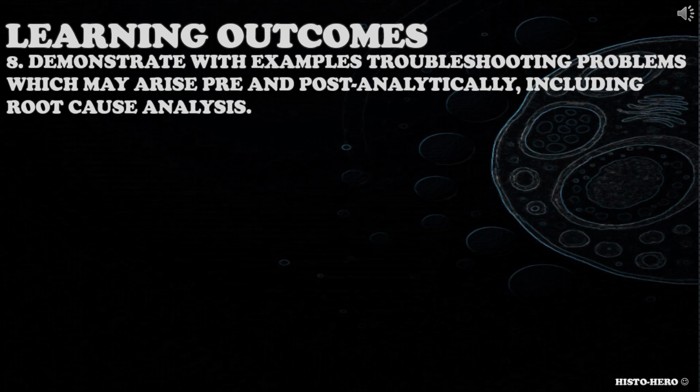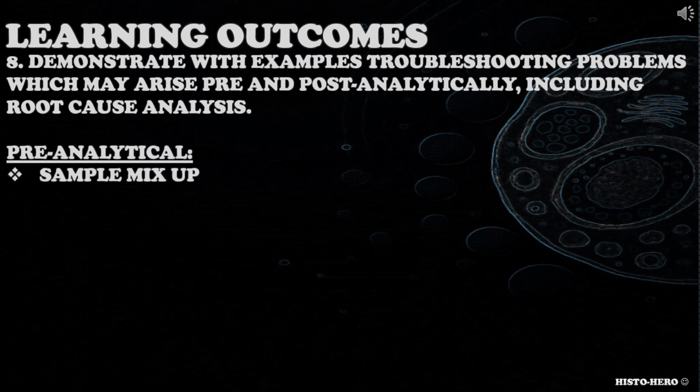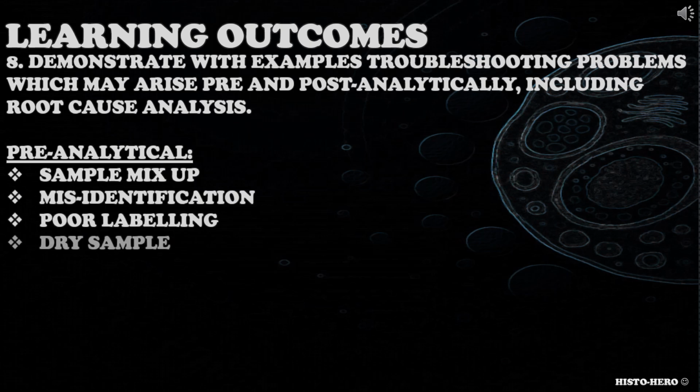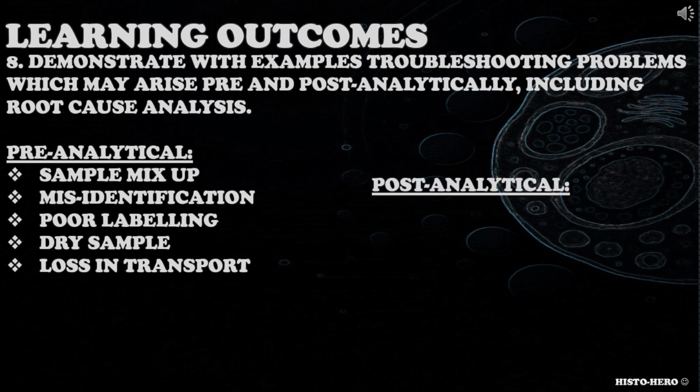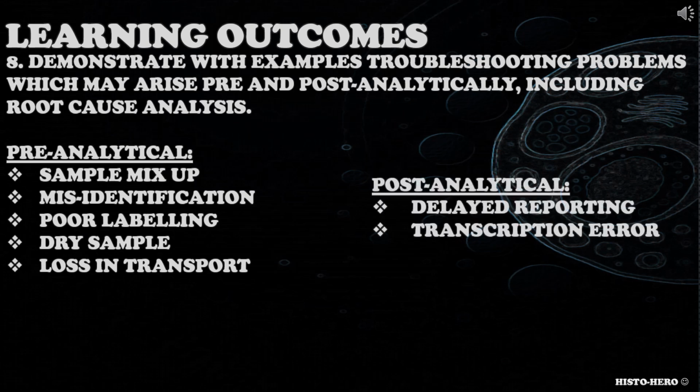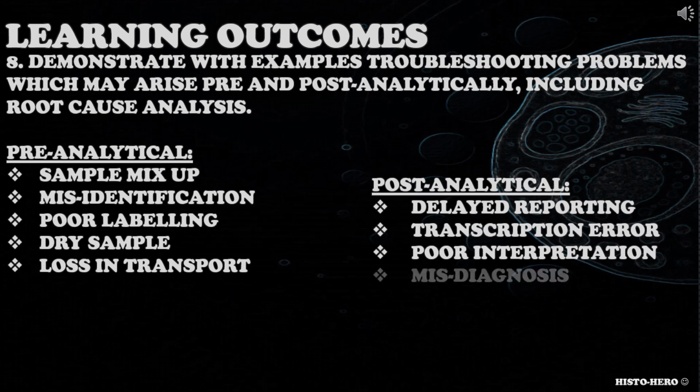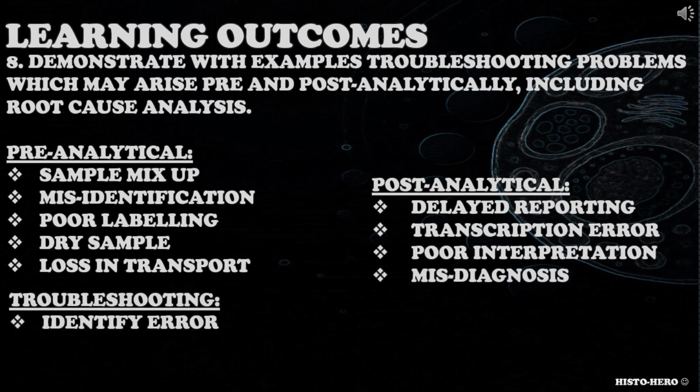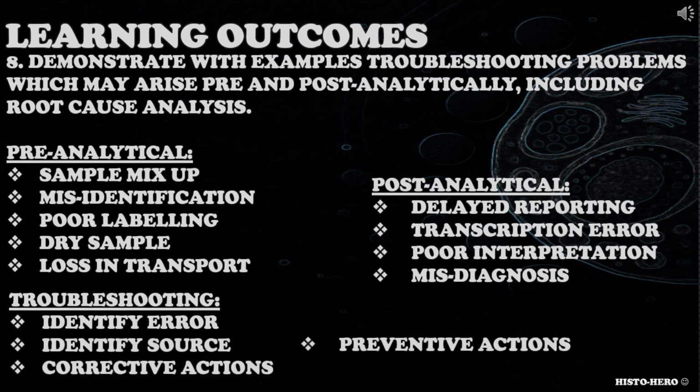Candidate could consider pre-analytical errors like mix-up of samples, specimen misidentification, incorrect sample labeling, sample sent dry, sample lost in transport. They could consider post-analytical errors like delayed reporting, transcription error, result interpretation or misdiagnosis. They could consider troubleshooting steps like error identification, source of error identification, corrective and preventive actions, communication, and so on. Those are the learning outcomes candidate needs to meet for this submodule.